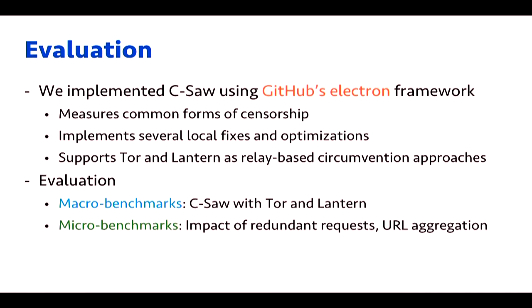We implemented CISO using GitHub's Electron framework, which makes it usable with many popular browsers and systems. It measures common forms of censorship, implements several local fixes and optimizations, and supports Tor and Lantern as relay-based circumvention approaches. We conducted both macro benchmark experiments as well as micro benchmark experiments.